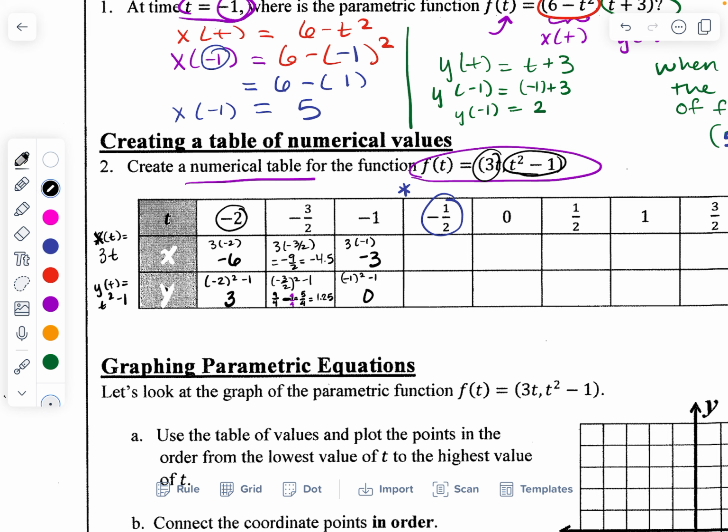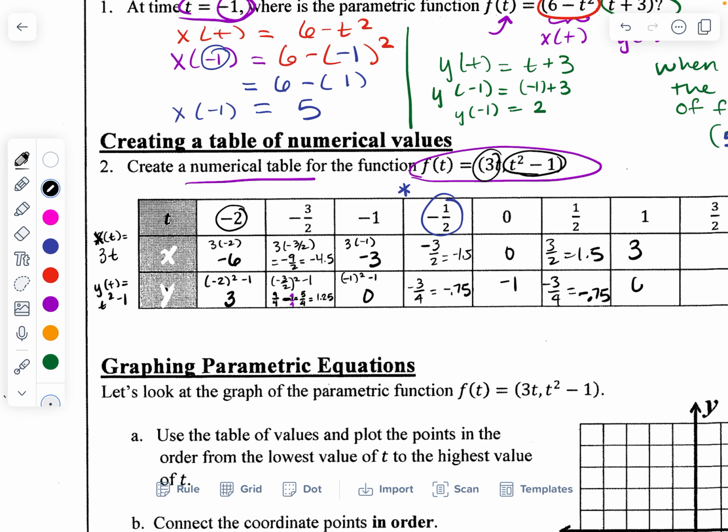All right, let's go ahead and see what you guys got. I got negative 3 over 2 for this one, that's negative 1.5, and this is negative 3/4, which is negative 0.75. At 0, it's 0, negative 1. At 1/2, it's 3 over 2, which is 1.5, and negative 3/4, which is negative 0.75.